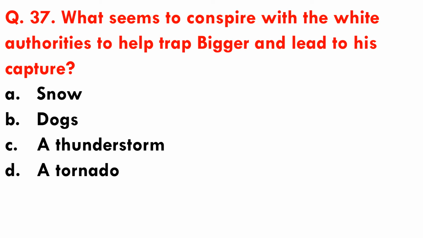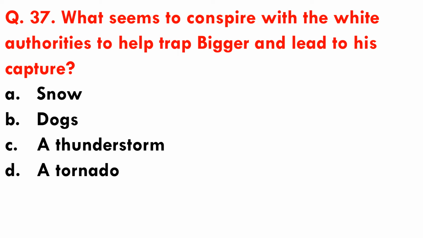Question number 37. What seems to conspire with the white authorities to help trap Bigger and lead to his capture? Options are A. Snow, B. Dogs, C. A thunderstorm, and D. A tornado.